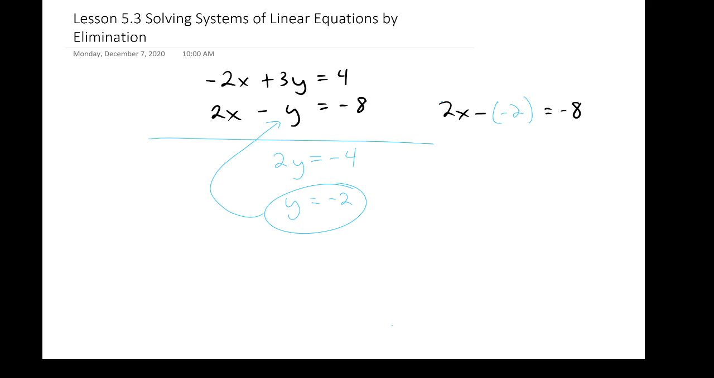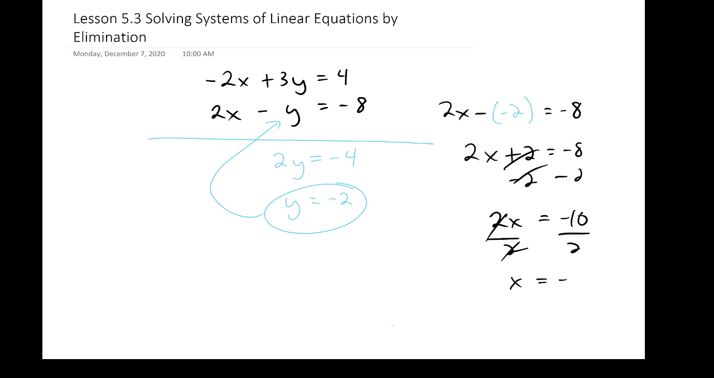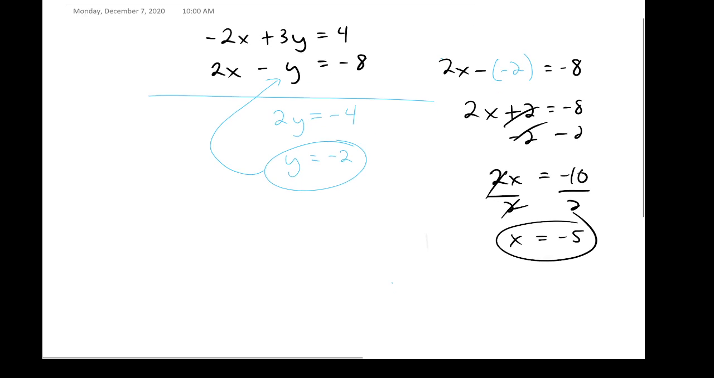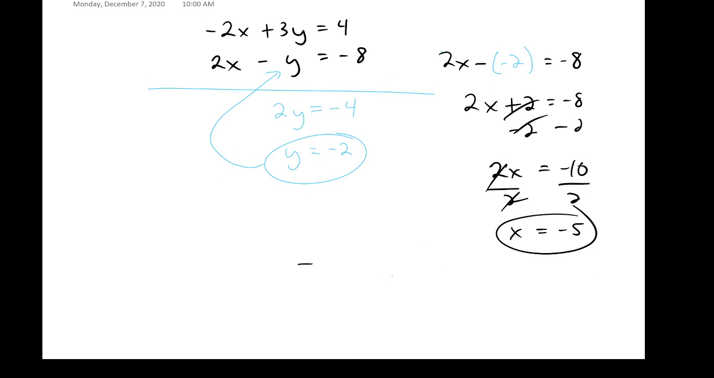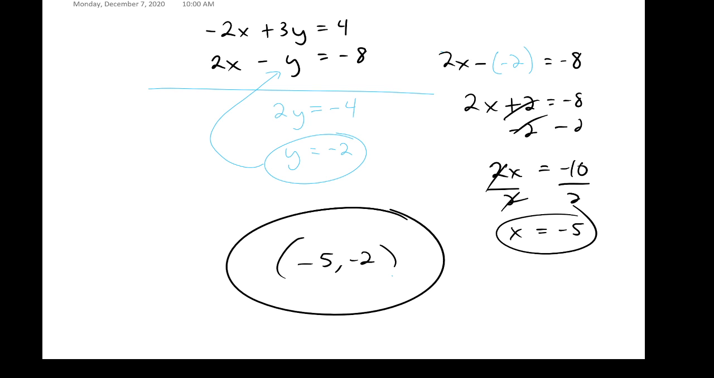So we have now 2x minus negative 2, or 2x plus 2, equal to negative 8, and now we solve. Minus 2 cancels. 2x is equal to negative 10, divided by 2, our 2's factor out, and x is equal to negative 5. So now we have our solution. It is negative 5 comma negative 2. Remember, we have to leave this as a coordinate to be most complete.